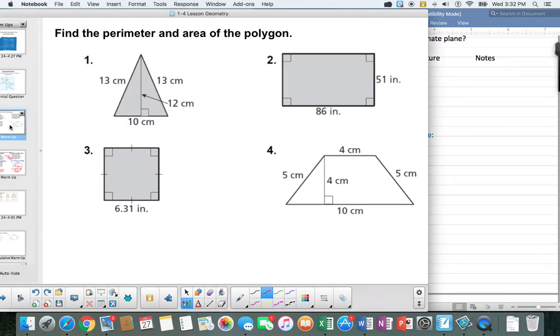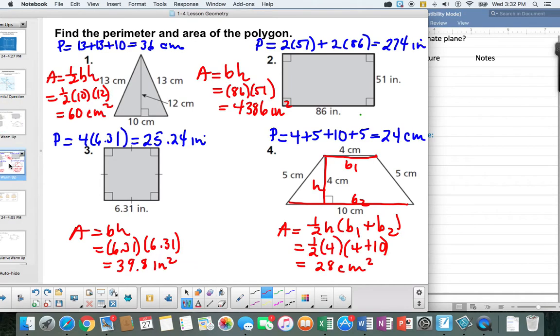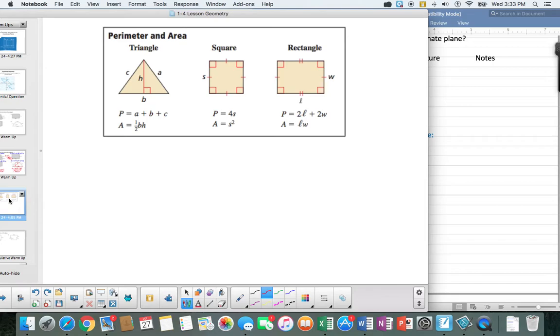Right now, let's find the perimeter and area of polygons that are not in the coordinate plane. Stop the screencast and do all four problems. As soon as you're ready, restart the screencast and compare your answers with mine. Here are the answers. Perimeter is about adding up all of the sides. And area, depending on the figure, has a specific formula: triangles, rectangle, square, and trapezoid. This screen has the basic formulas for perimeter and area of these three kinds of figures.